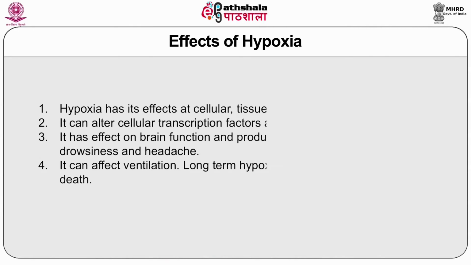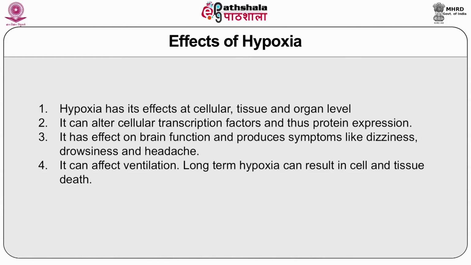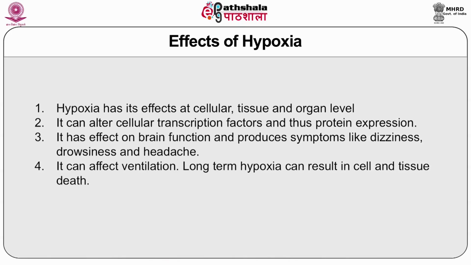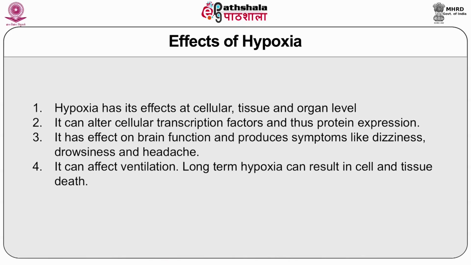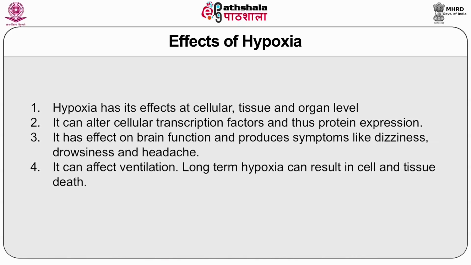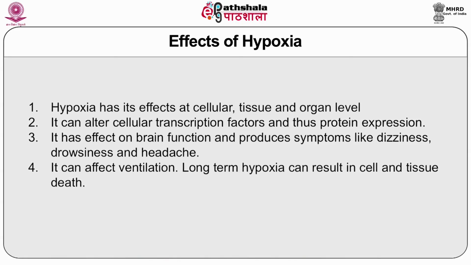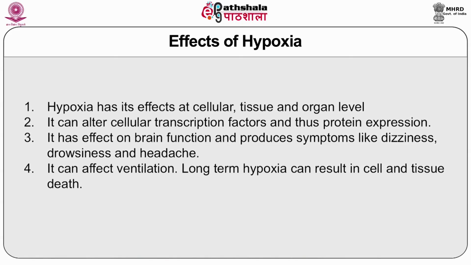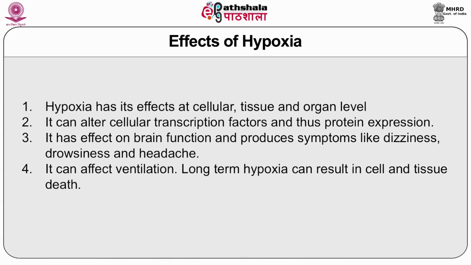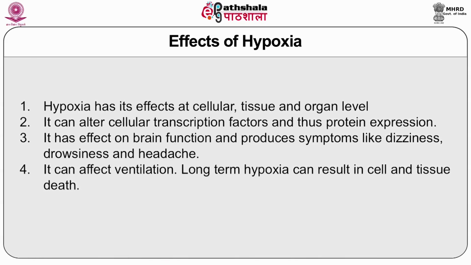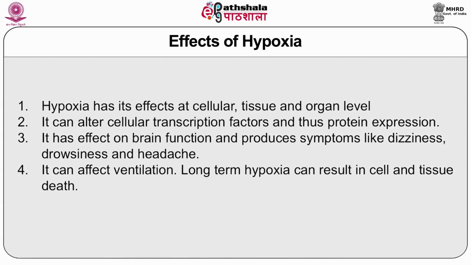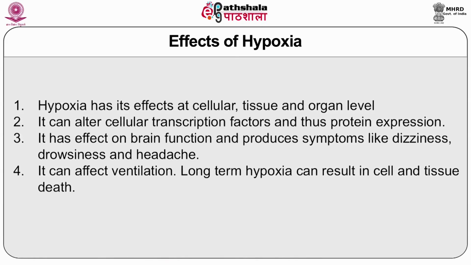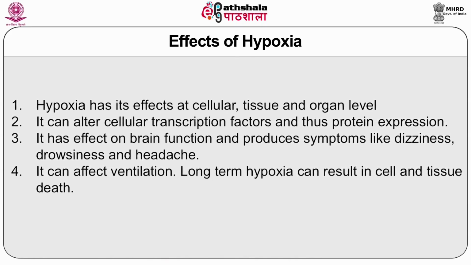Hypoxia has its effects at the cellular, tissue and organ level. It can alter cellular transcription factors and thus protein expression. It has an effect on brain function and produces symptoms like dizziness, drowsiness and headache. It can affect ventilation. Long-term hypoxia can result in cell and tissue death.